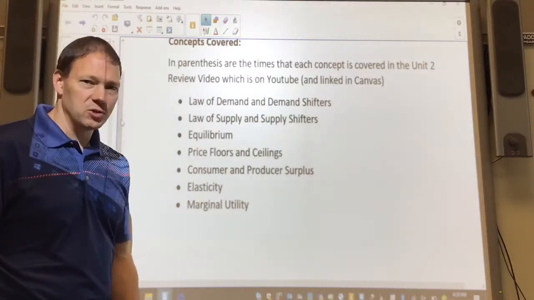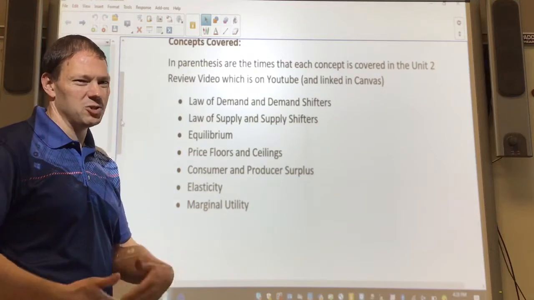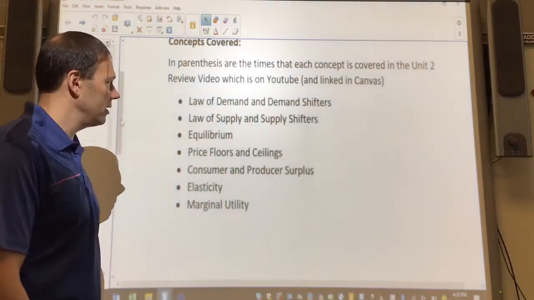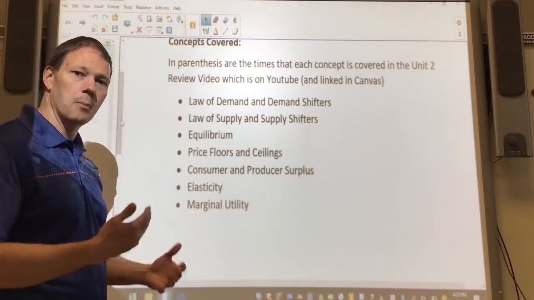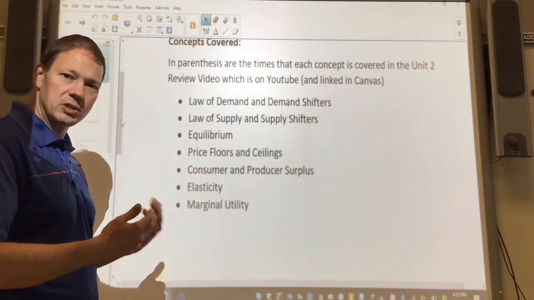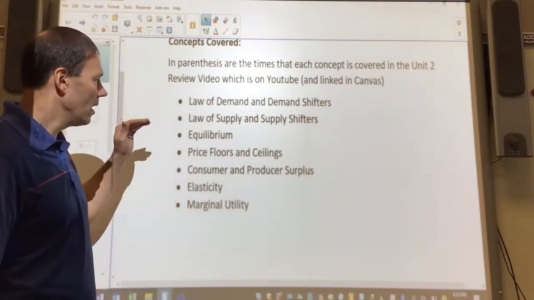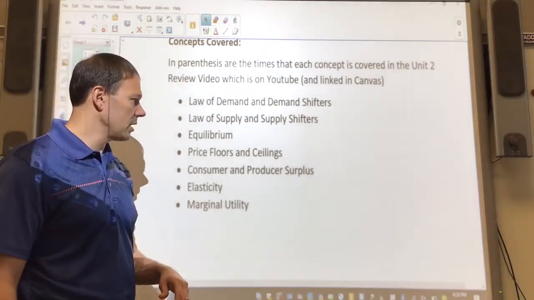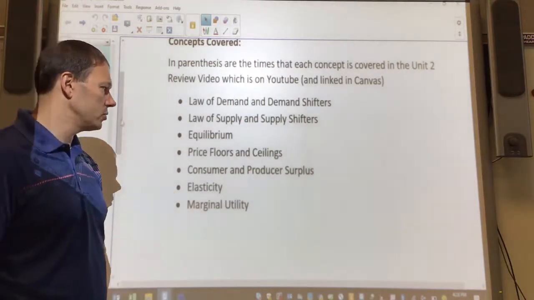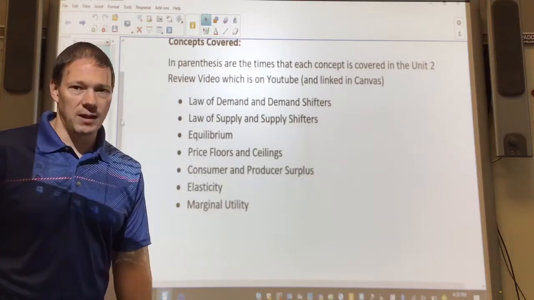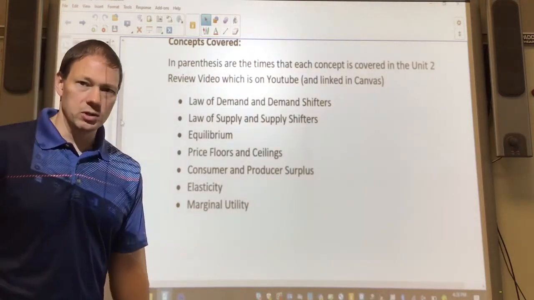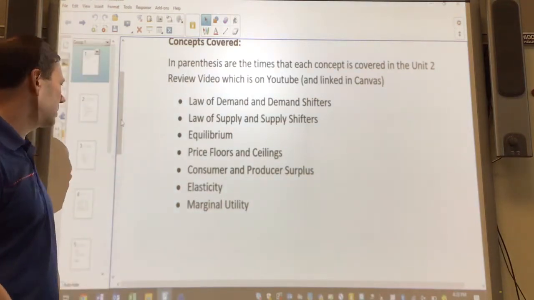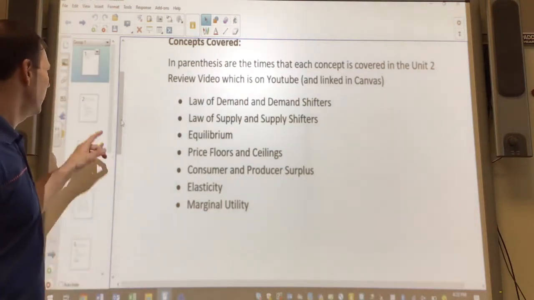Demand and demand shifters, again, most of this stuff is going to be pretty foundational. I can probably whip through it pretty quick, but I just want to give you the overview. Supply and supply shifters, of course, equilibrium, price and quantity, how changes in supply and demand affect price and quantity. Price floors and ceilings and the nuances there, consumer and producer surplus, everyone's favorite elasticity. I know you love the math that's involved with that. And then lastly, marginal utility. So that's what I'm going to run through with this set of concepts.